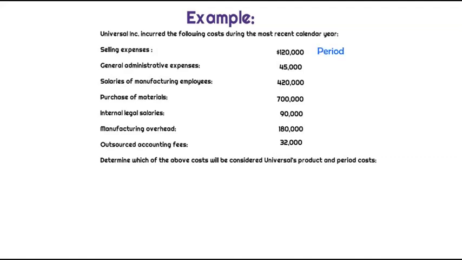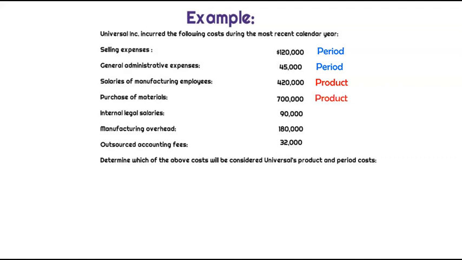Okay, so selling expenses. This is going to be a period cost, right? So this is going to be directly applied to the income statement. Same with general admin expenses. Right, these are going to be period costs as well. So directly traceable items is what we're looking for when we're talking about product costs. Salaries of manufacturing employees, these are going to be the labor salaries for those employees that are directly contributing to the production of the cost object. Okay, so this is going to be a product cost.